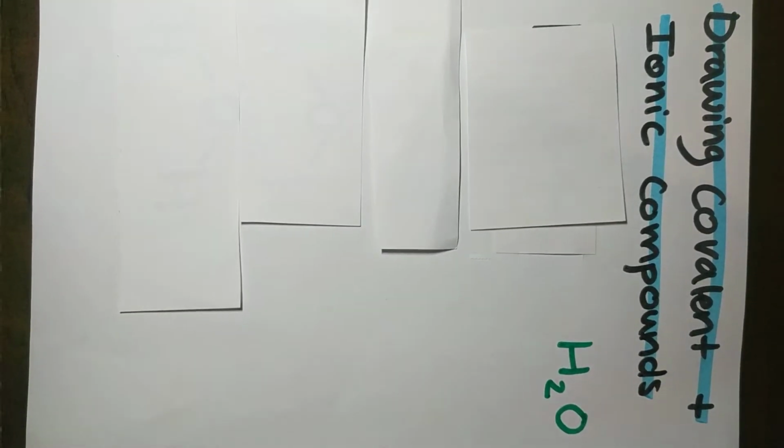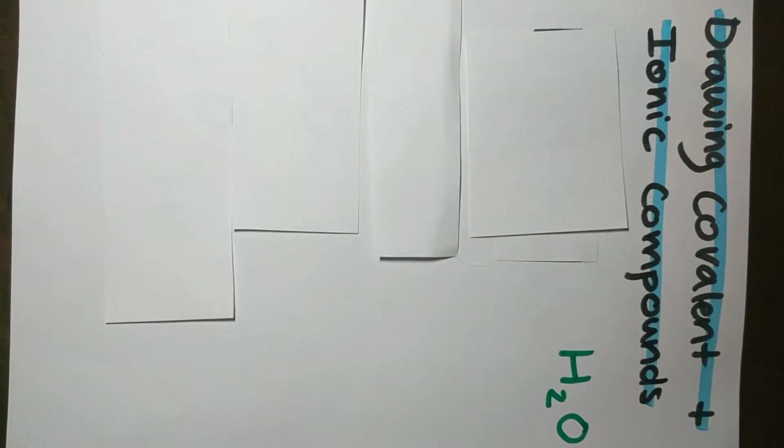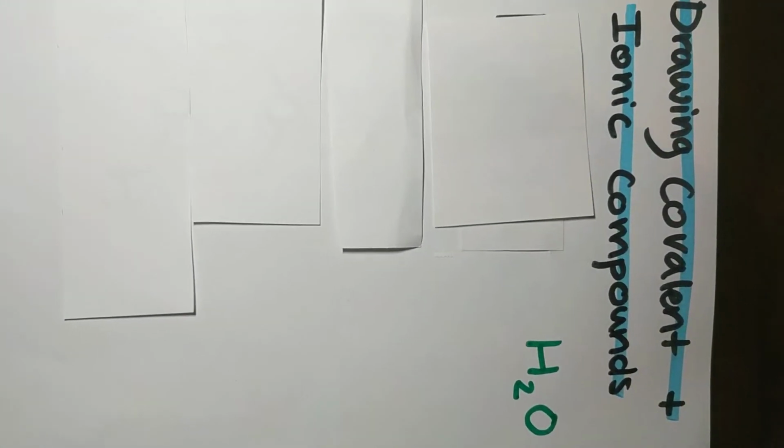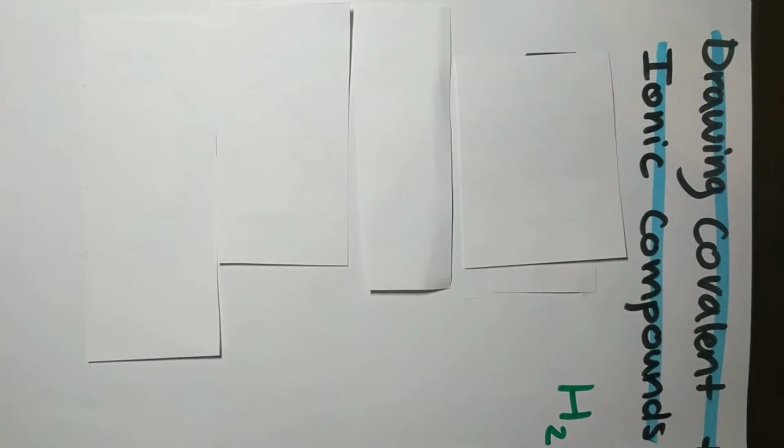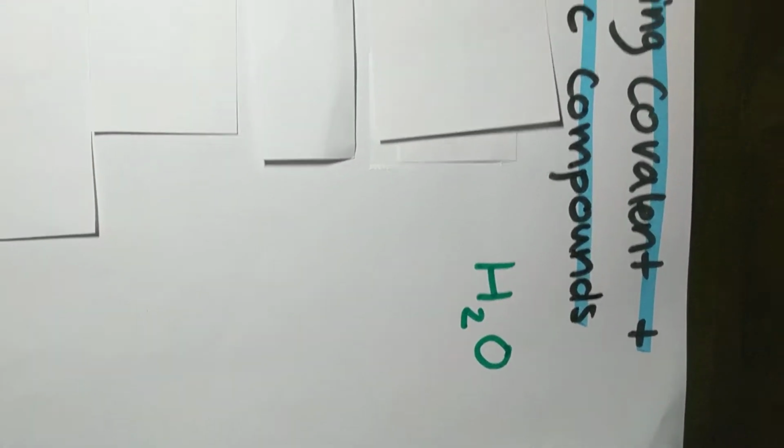In this video, let's go over how to draw covalent and ionic compounds. This usually isn't a very complicated concept, but it does still mess students up, including me. Okay, so let's take H2O.